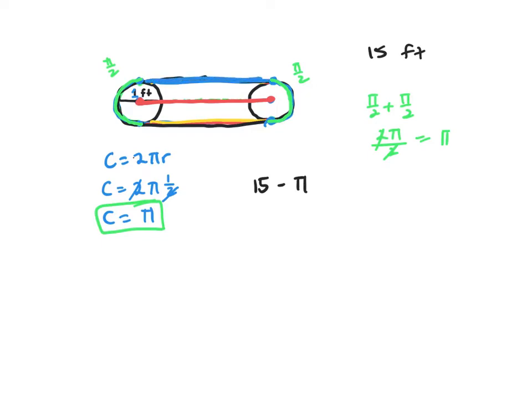line there, that distance, and that distance. Okay? Now, that's too much. We're just trying to find that red line. Okay? So I need to take my leftover conveyor belt, which is 15 minus pi, and divide it by 2. And that gives me the distance between the center of those circles.